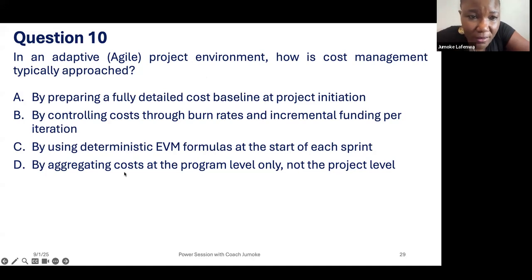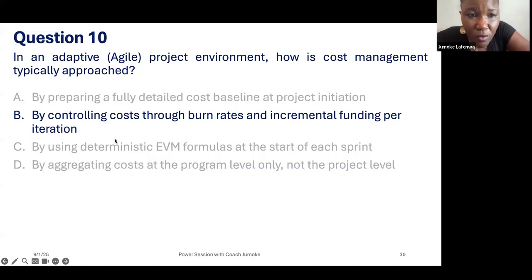All right. And that's the answer, by controlling costs through burn rates and incremental funding per iteration. It cannot be A. You don't prepare a fully detailed cost baseline.